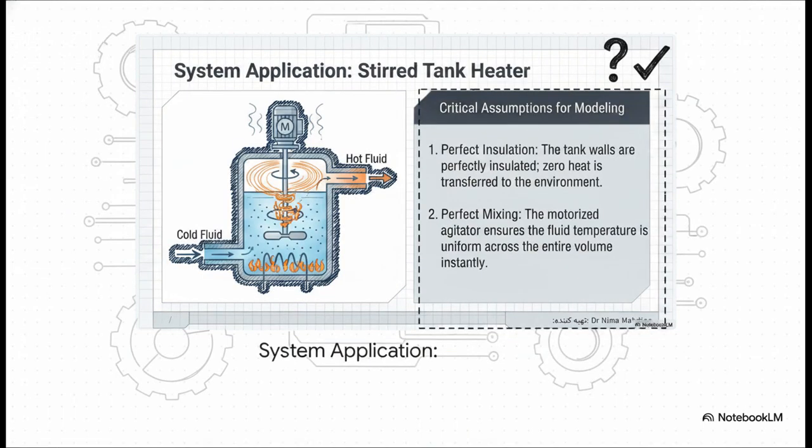To see this in action, let's look at a real-world system, the stirred tank heater. We've got cold fluid entering, a heating element adding thermal energy, and hot fluid exiting. But to model this using the math we just covered, we have to enforce two really rigid assumptions. Number 1, perfect insulation. Zero heat escapes through the walls into the environment, literally none. And number 2, perfect mixing. That motorized agitator must instantly and completely mix the fluid so the temperature is perfectly uniform throughout the whole volume. Remember that lumped parameter we talked about earlier? This is exactly where we apply it in practice.